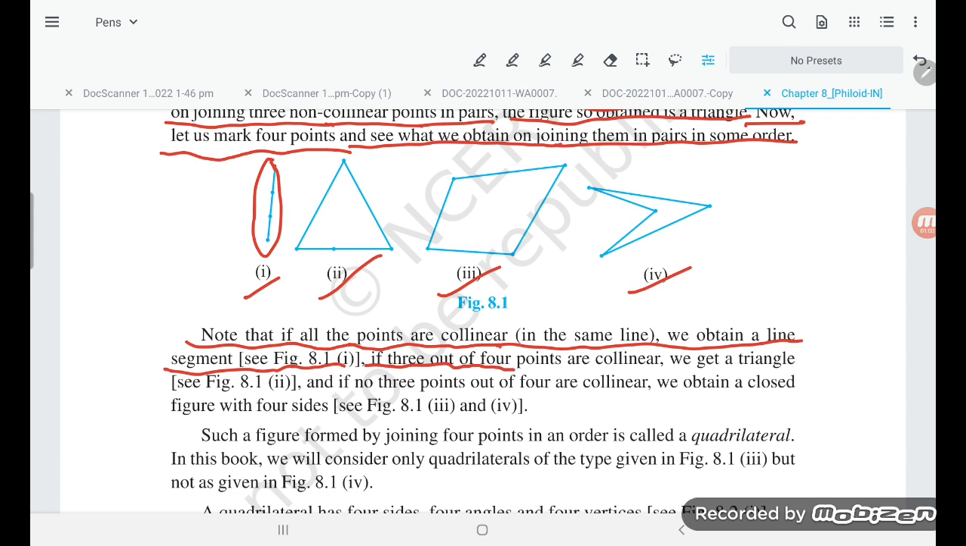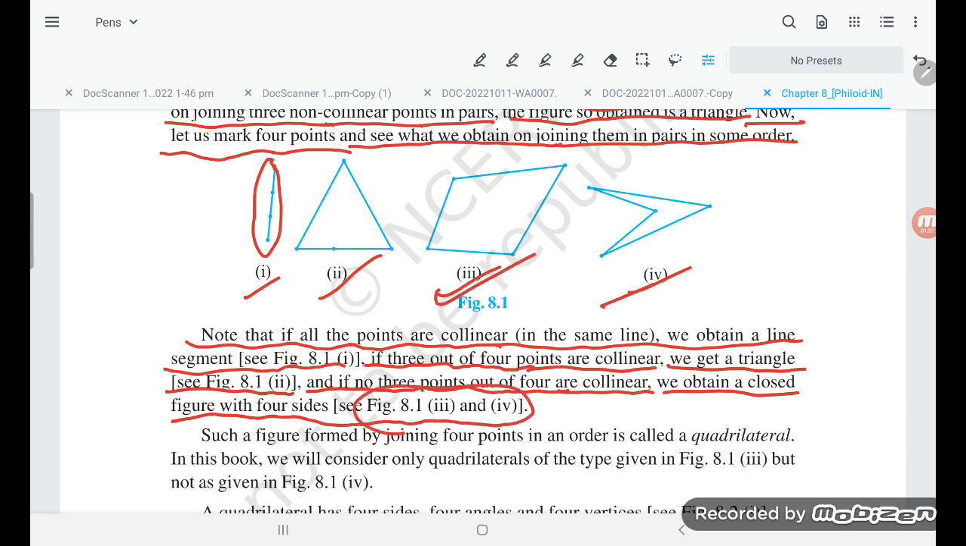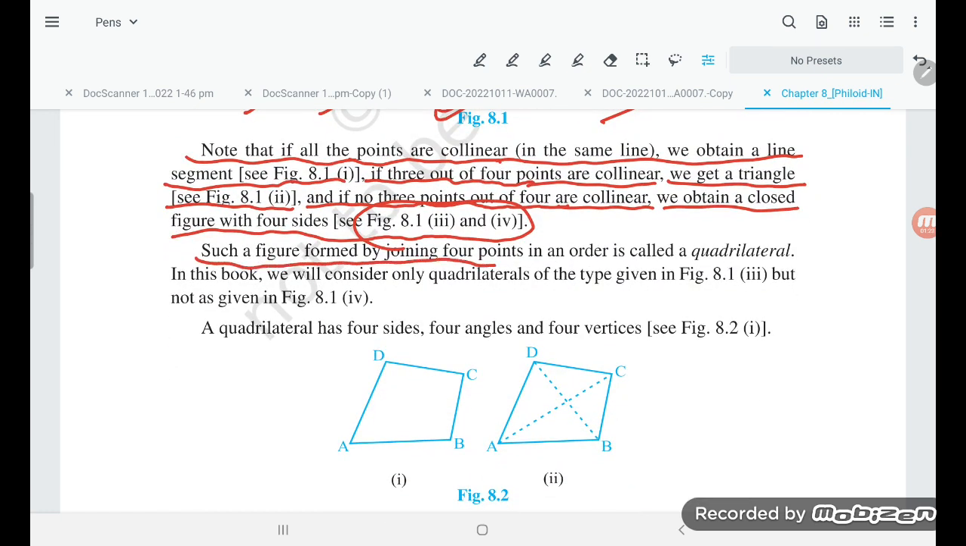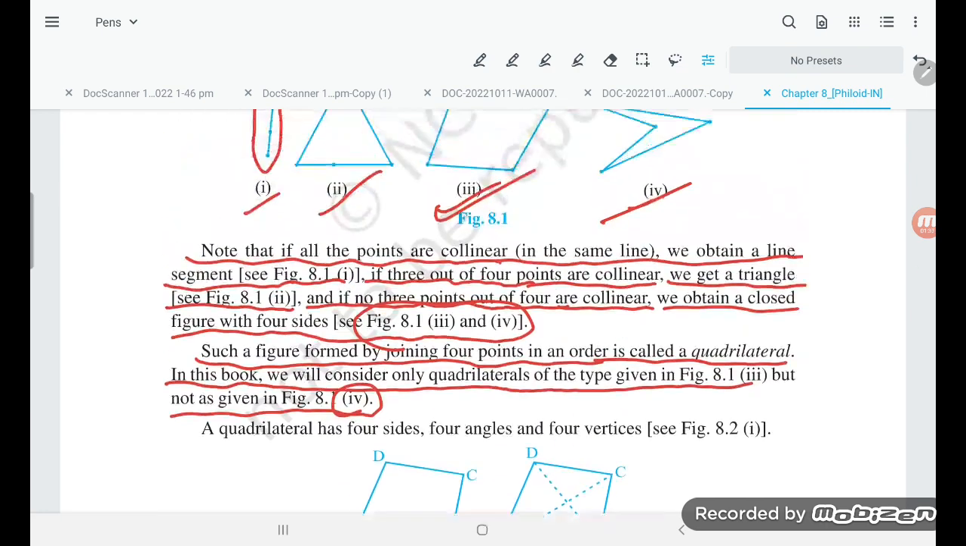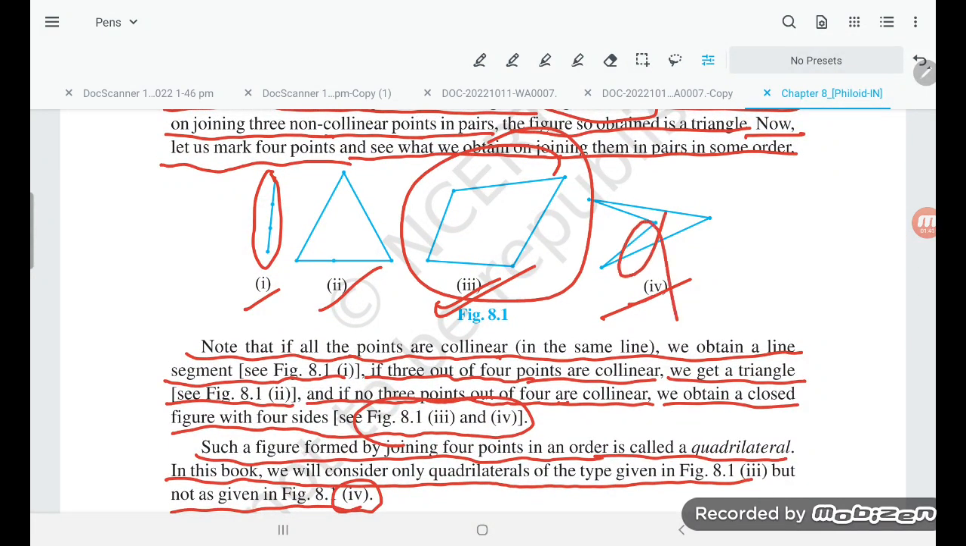If 3 out of 4 points are collinear, we get a triangle, and if no 3 points out of 4 are collinear, we obtain a closed figure with 4 sides, see 8.1. This is the quadrilateral. Such a figure formed by joining 4 points in an order is called a quadrilateral. In this book, we will consider only quadrilaterals of the type given in 8.1 third, but not as given in 8.1 fourth. So with this type of figure we will talk. We will not talk about this type.